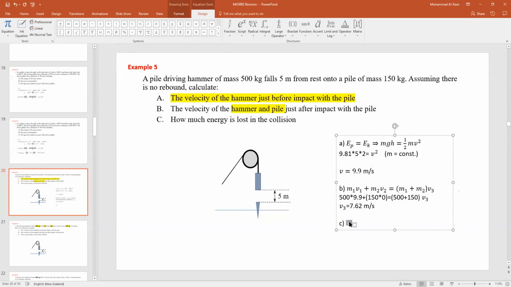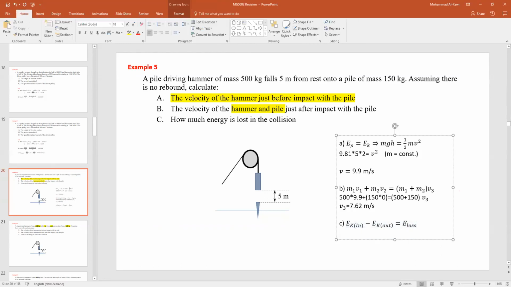You have energy of kinetics, we call it in, minus energy kinetic out. And we go and talk about them step by step, okay? Equals to what? That will give me the energy loss. How much energy we lost in the system. So E loss. Okay, let's break it down step by step. What's the in, what's the out?